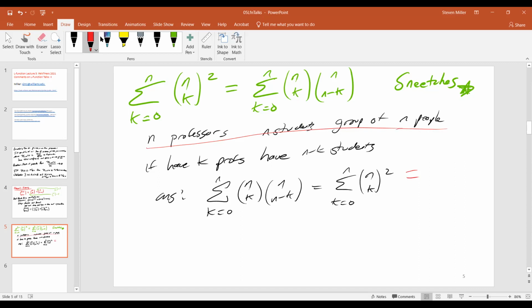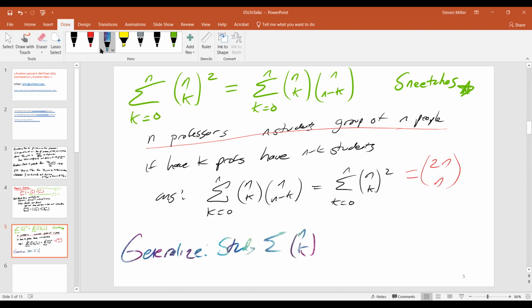But how many ways are there to choose? We have n professors, n students, and we want a group of n people. How many ways are there to choose a group of n people? 2n choose n. And there's the answer. Proof by story. Now, whenever you see this, you should always be thinking generalize. Do we study the sum of n choose k cubed or something else? And so I will leave that as something to ponder.